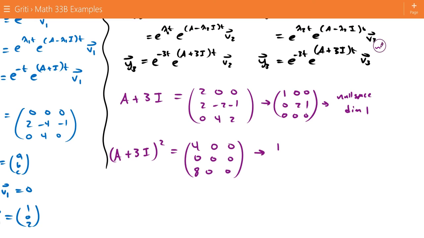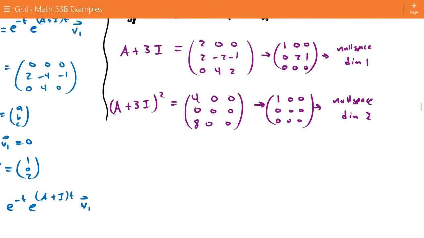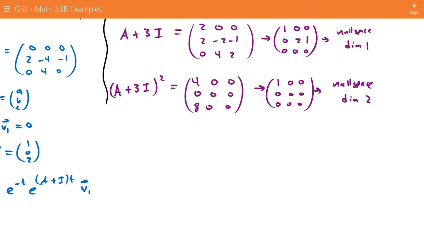And row reducing this, we get 1, 0, 0, 0, 0, 0, 0, 0, 0. That has two free variables, or the null space does. So our null space has dimension 2. So now we want to find the generalized eigenvectors associated with this. So we say that v2 and v3 equals d, e, f.